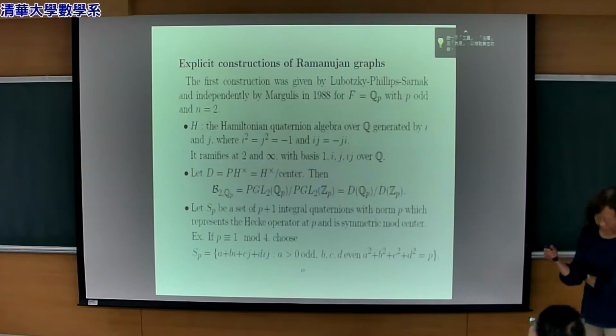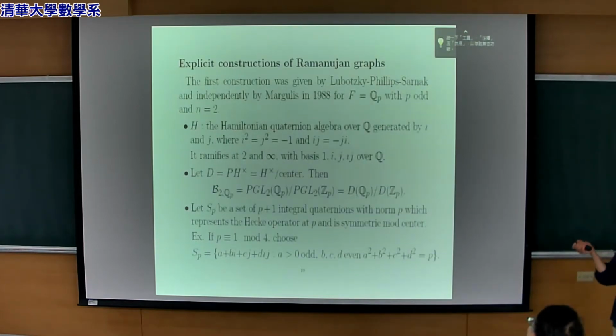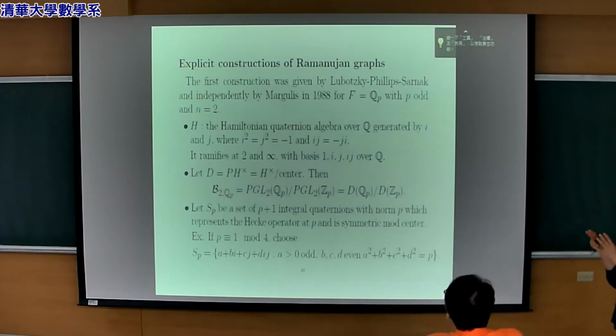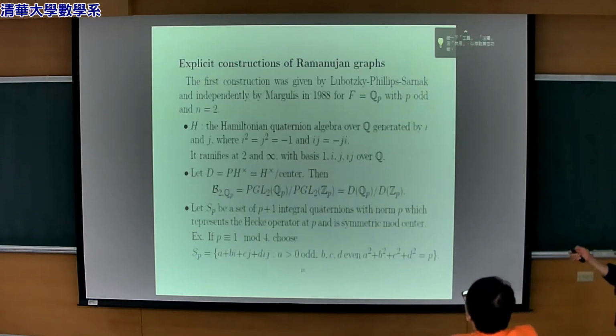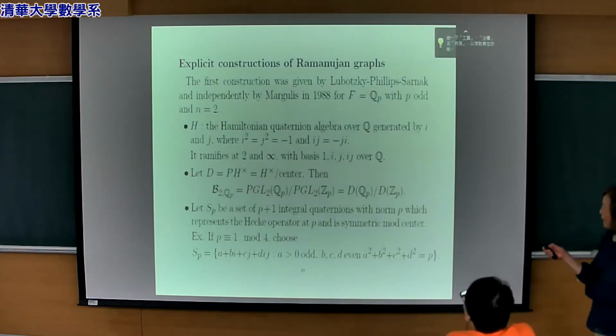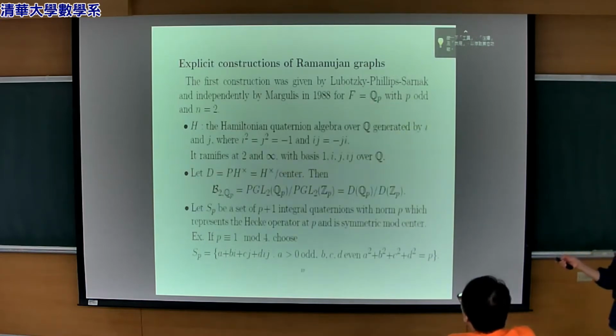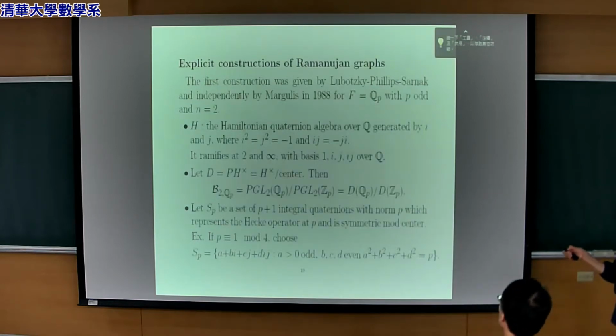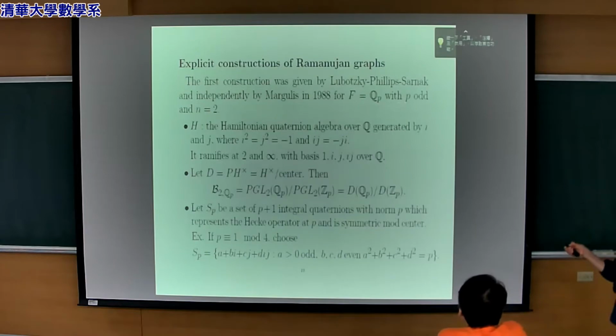In real applications, it would be very time-consuming if you are given a regular graph, you compute its eigenvalues, then you check whether it's Ramanujan. It would be more desirable if we can construct Ramanujan graphs and then use them so that we are guaranteed that the graph is already known to be Ramanujan. The first construction was given by Lubotzky, Phillips, and Sarnak, and independently by Margulis in 1988. They did it for the group over a p-adic field where p is an odd prime, and n is equal to 2.